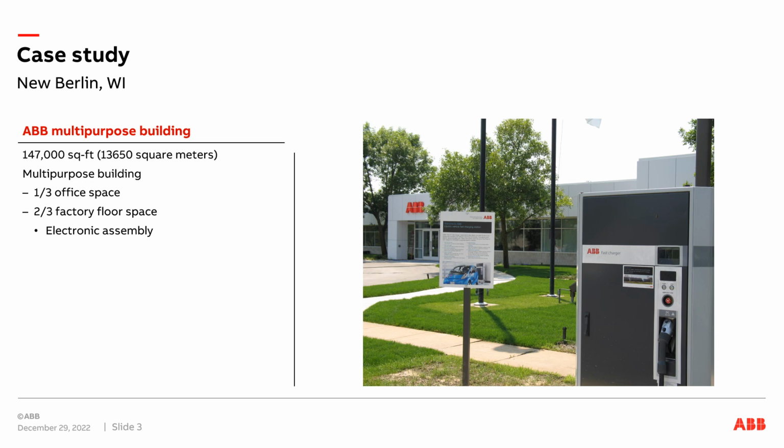What's unique about this building that we'll review today is it's a multi-purpose building. About a third of it is office space and about 2/3 of it is production assembly space. So each area has its own unique needs and challenges. So the air handlers that feed each area are designed specifically for that area's needs.